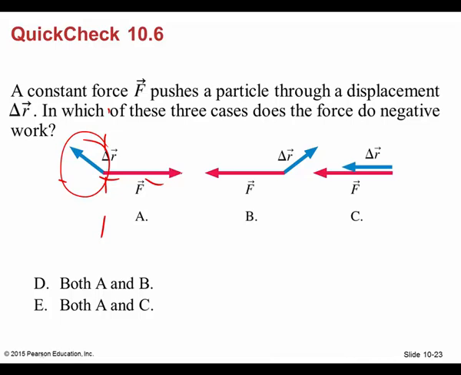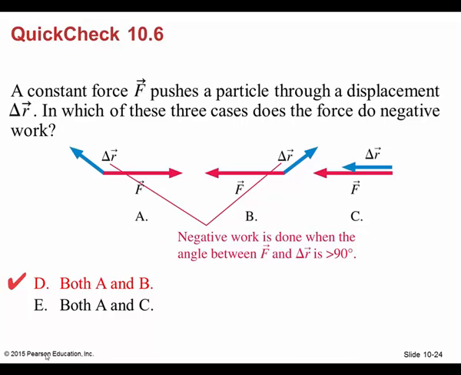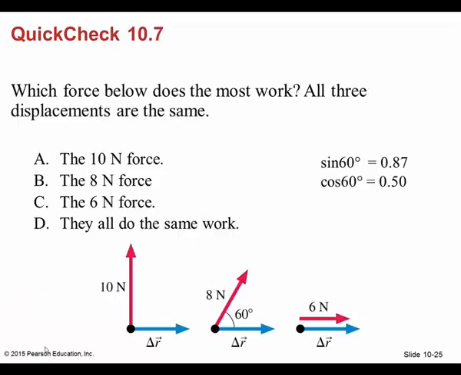And then look right here. Here we have a negative force but being pulled in a positive direction, the displacement is. So which one would it be? Well, it has to be both A and B. Now what about C? Well, they're both going in the same direction, so the work has to be positive on C, okay?